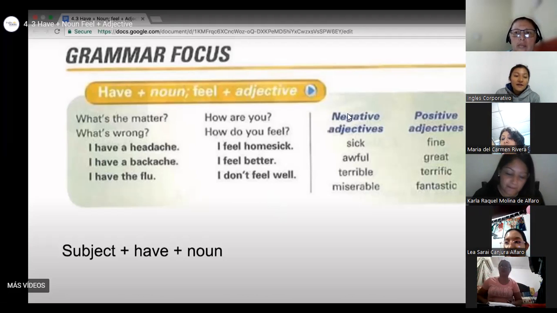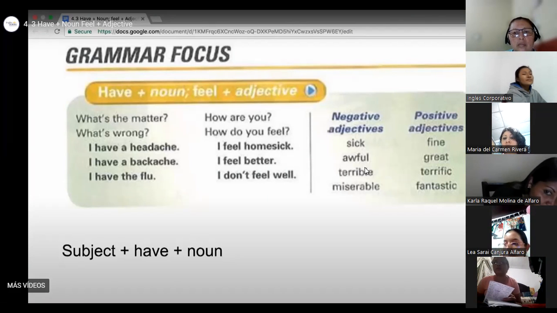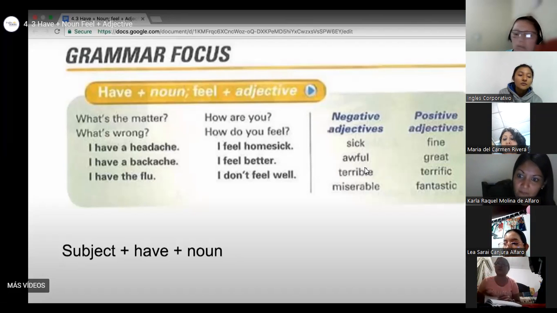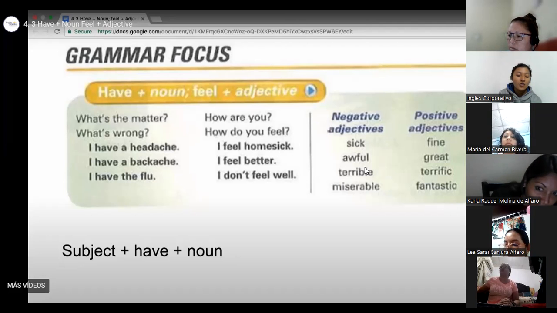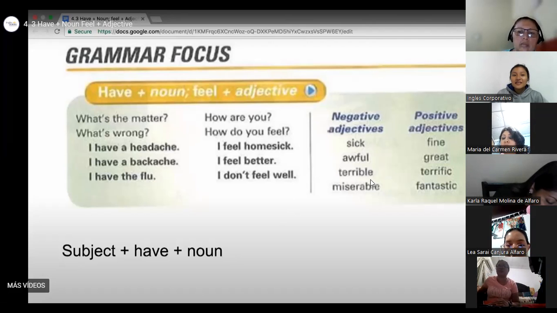Then we have negative adjectives. We have sick. This is something that you know, right? Sick. Then we have awful. What is awful? Do you know the meaning of that word or not? Awful. That is a negative adjective. Who can help me with that? Awful. That is going to be horrible. Okay? Horrible. I feel awful today. Okay? Then we have terrible. This is something easy for you, right?